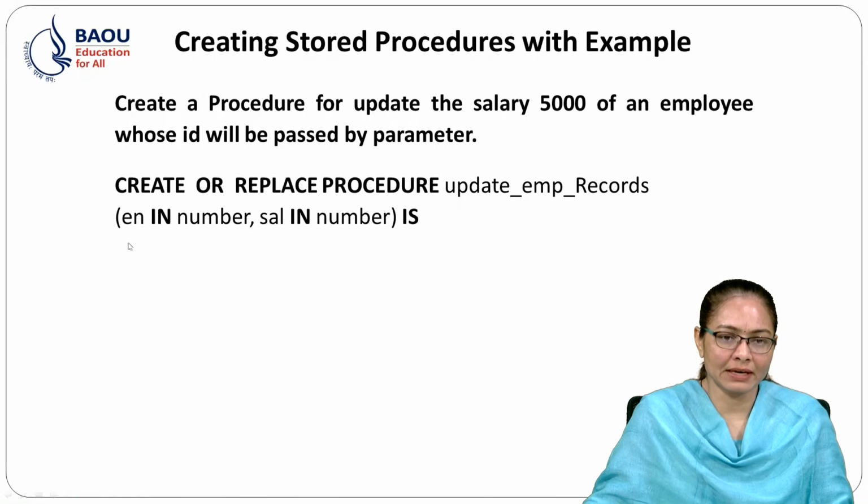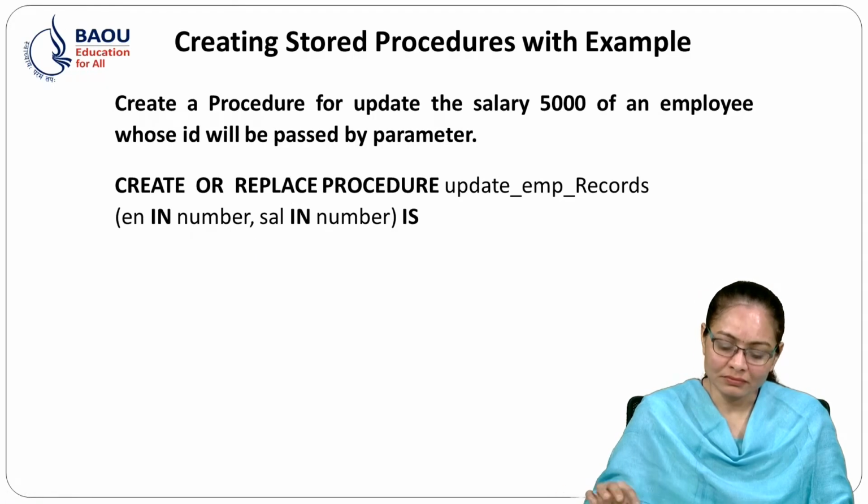EN is a variable name. IN is a parameter mode which is used to accept the value, and then NUMBER is the data type. Same as the salary. SAL is a variable name. IN is a parameter mode which is used to accept the value from the user and store it in salary, and then it is defined as NUMBER. Then IS. For accepting the value, both variables EN and SAL are defined as IN parameters.